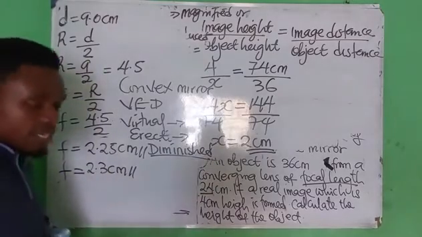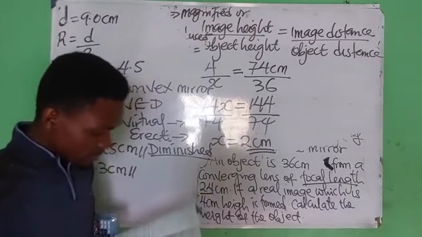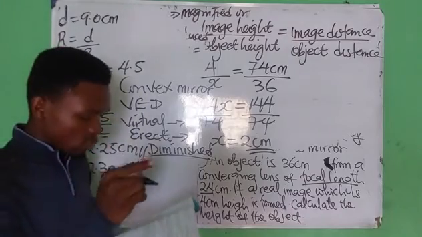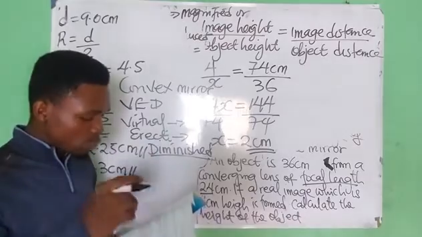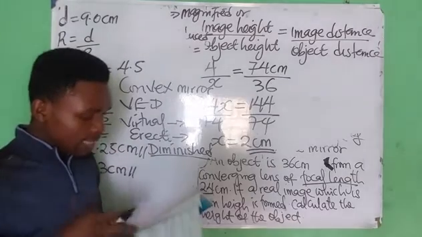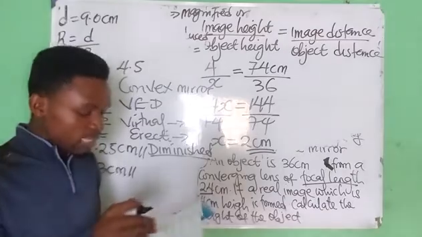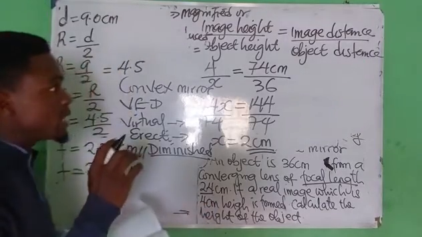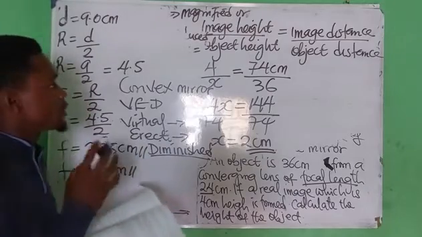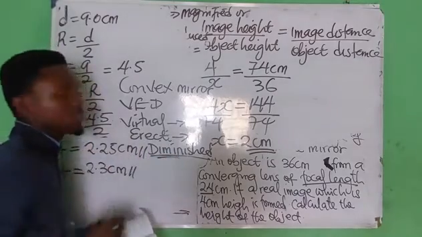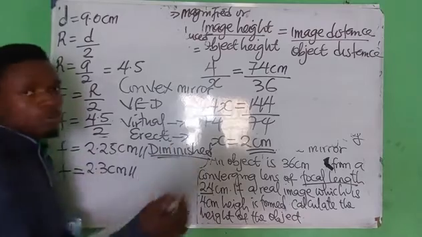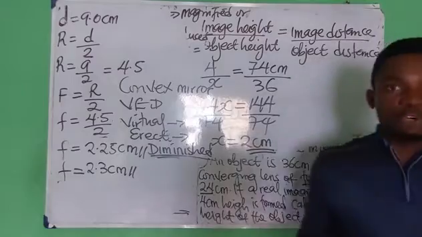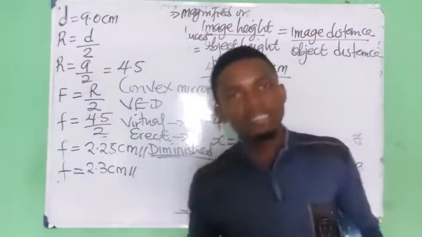Now look, let me read again. In a particular truck mirror, there is a warning: objects in the mirror appear to be closer than they appear. What kind of mirror is it? That's why in a convex mirror, the image usually appears smaller, so that is why it is diminished. Diminished means small or reduced. So solve question number 10 and drop the answer in the comment section.